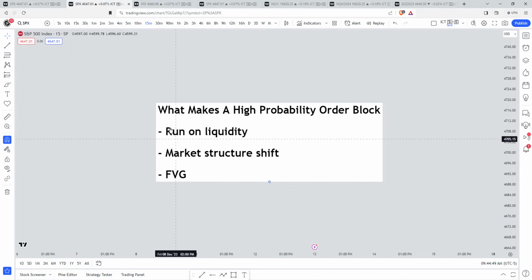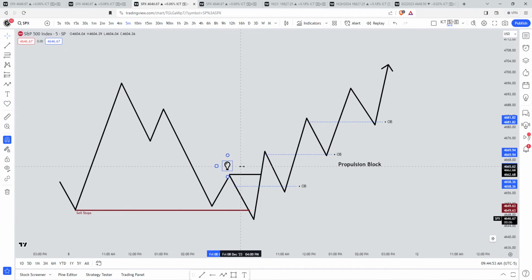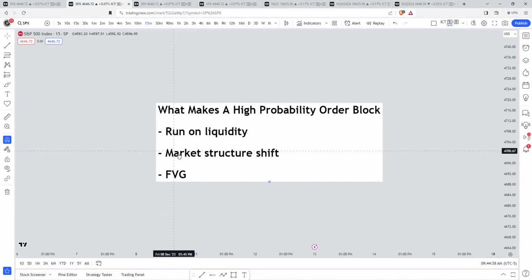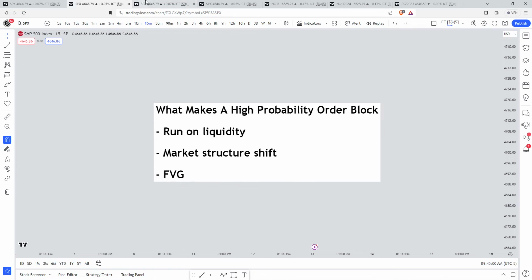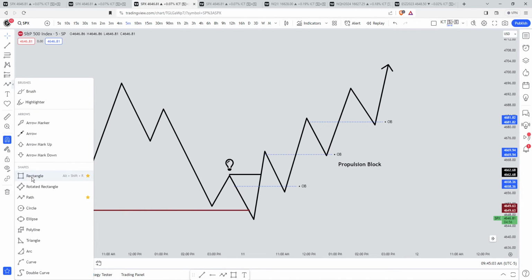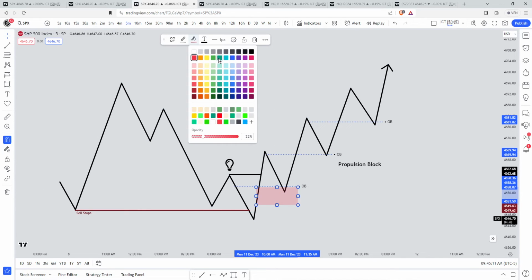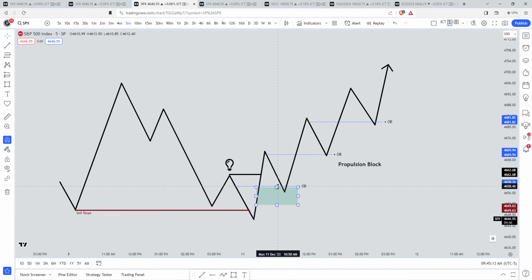What's the next thing? We need a market structure shift. So when price breaks through this high right here, we have a shift in market structure. And then what also needs to occur? Well, in that price leg that goes up and creates the market structure shift, there needs to be a fair value gap. A fair value gap is a 3 candlestick pattern. I'll cover that in a little bit. But within that price leg, when price trades higher and creates the market structure shift, you want to see, is there a bullish fair value gap? That's what makes a high probability order block.